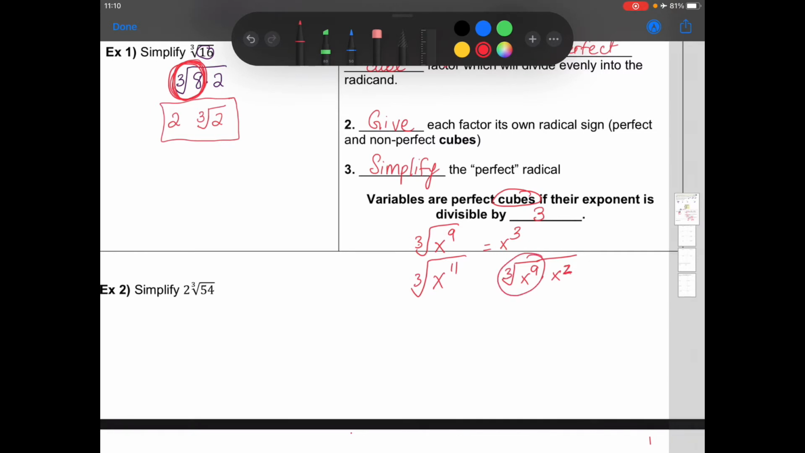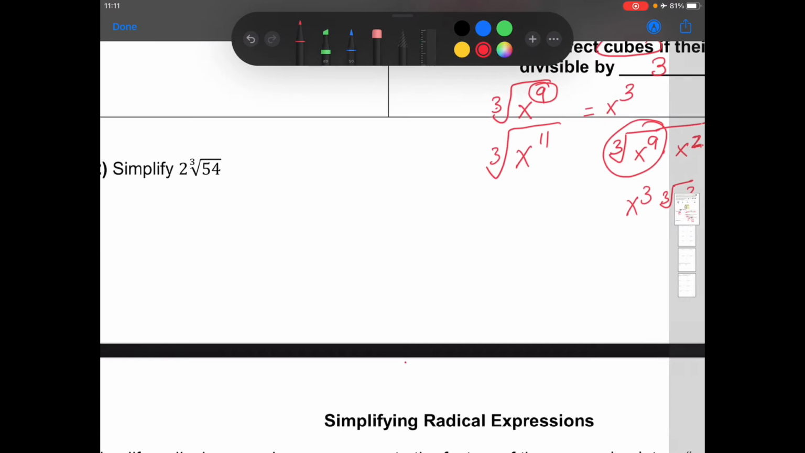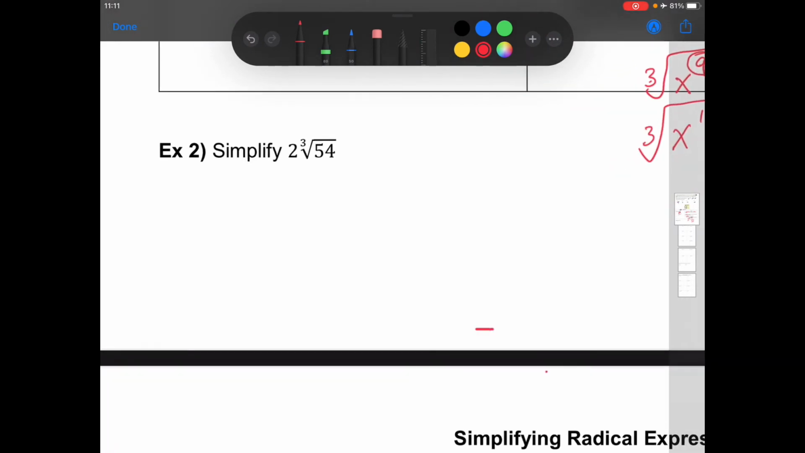And this is a cube root. So what is the cube root of x to the 9th? It is x cubed. So this is how we're going to be doing these with the variables. This was a perfect cube because it had an exponent that was a multiple of 3. We'll do more of those, but I just wanted to bring that up.